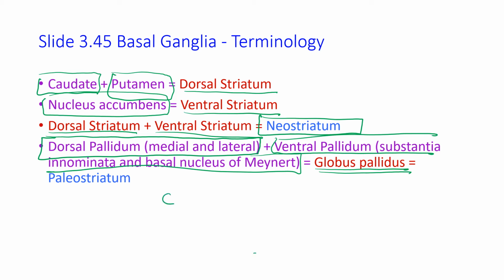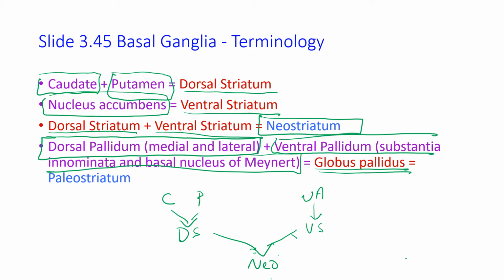If we take the caudate and the putamen and the nucleus accumbens, we can push these two together and we can form a dorsal striatum. By default, the nucleus accumbens becomes the ventral striatum. Then we can push those two together to form the neostriatum. So it's kind of like a convergent diagram.